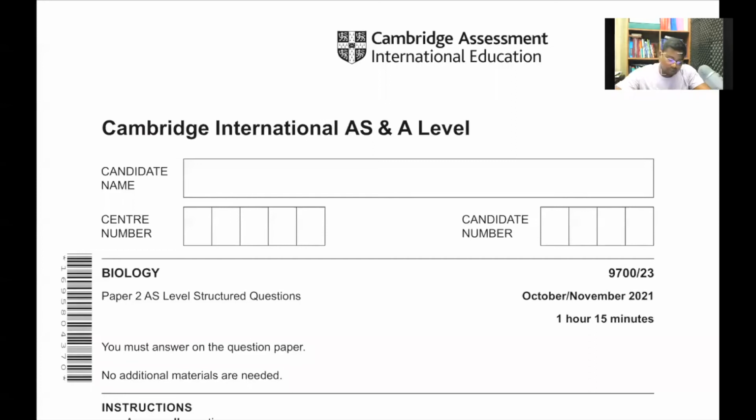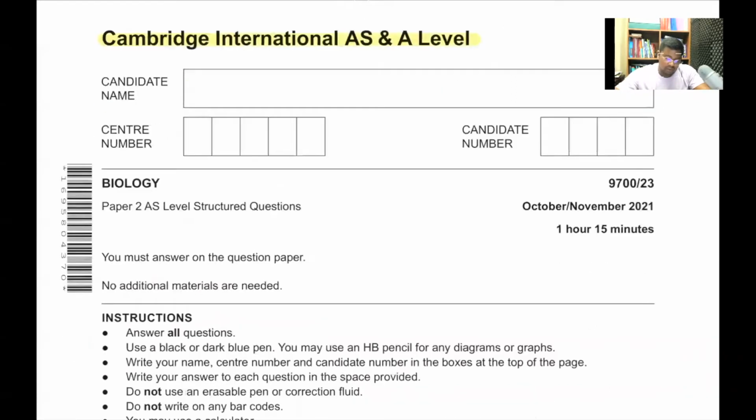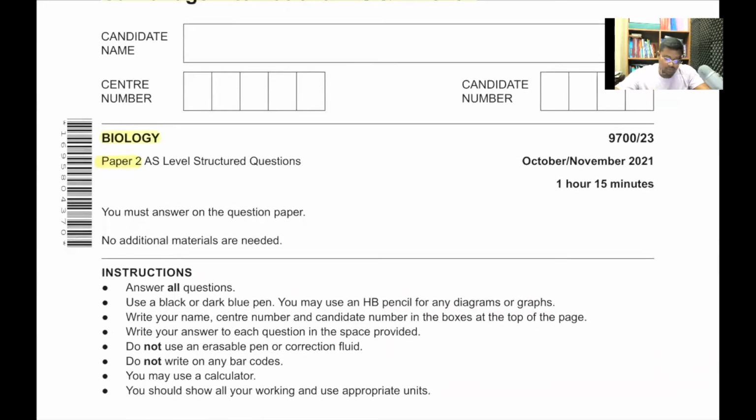Hello everyone. Today we are solving Cambridge International AS and A level Biology Paper 2 Structured Question October-November 2021 Paper 2-3.